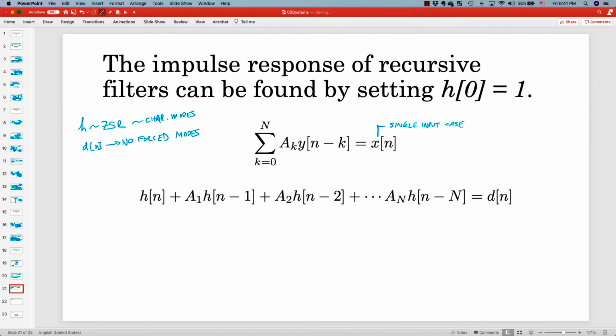And in fact, those are the only modes present in the impulse response. This is the same result we had in continuous time. So even though it's a ZSR, the impulse response is comprised exclusively of characteristic modes. Now, how much of each mode is the next question.